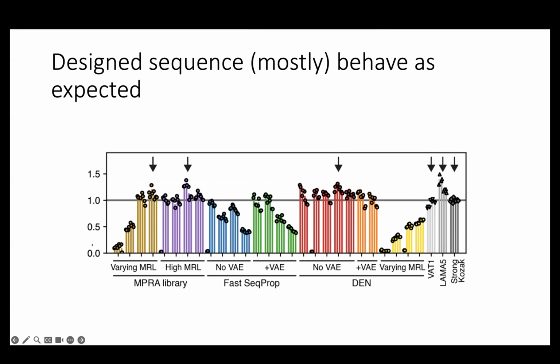The gold bars on the left are great. So these were 5' TR sequences we picked from our initial library. We picked them exactly because they have different levels of ribosome loading. And you can see that they also result in different levels of editing. The purple ones are similar controls that we picked because they have high levels of ribosome loading and they result in high levels of editing.